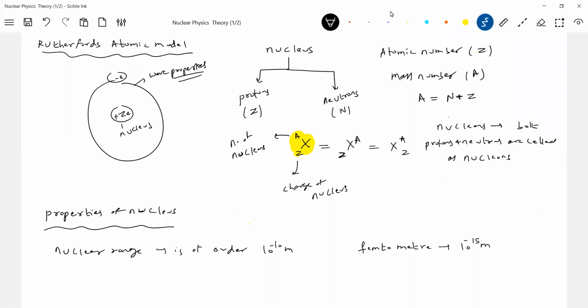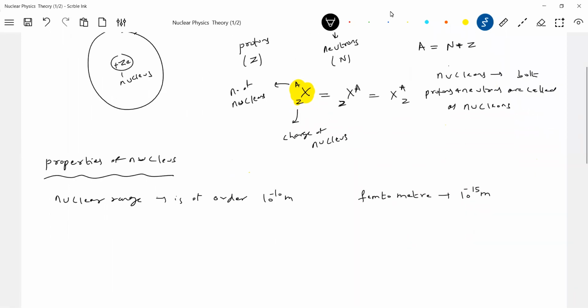Next question comes: what is the total mass? First we'll start with the mass. So what is the mass of a nucleus? The mass of a nucleus is equal to the mass of nucleons into the number of nucleons here.